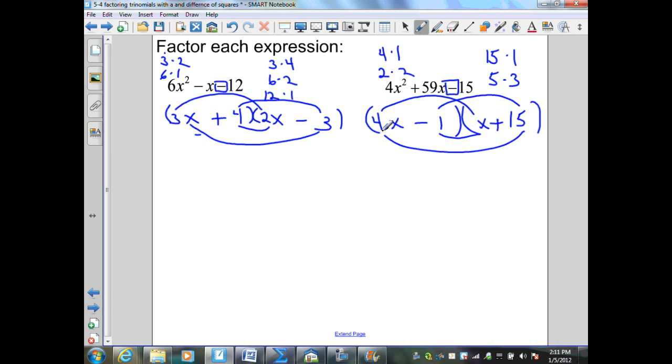So looking at my FOIL, 4x times x is 4x squared. My last is going to give me my negative 15, and my outer, 60x minus 1x, gives me a positive 59. Therefore, the product of factors is 4x minus 1 times the quantity of x plus 15.